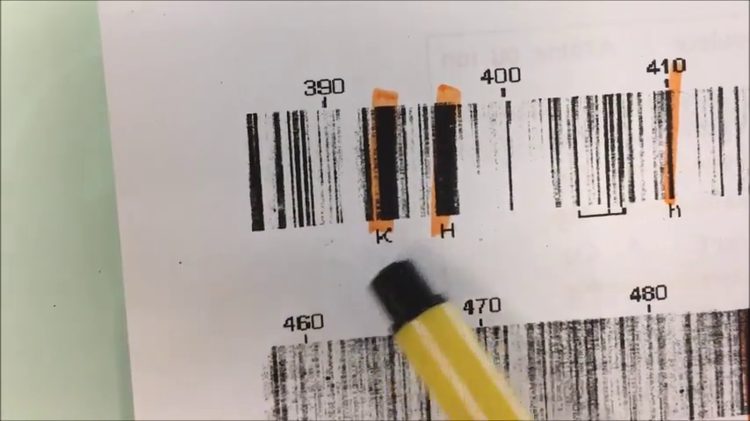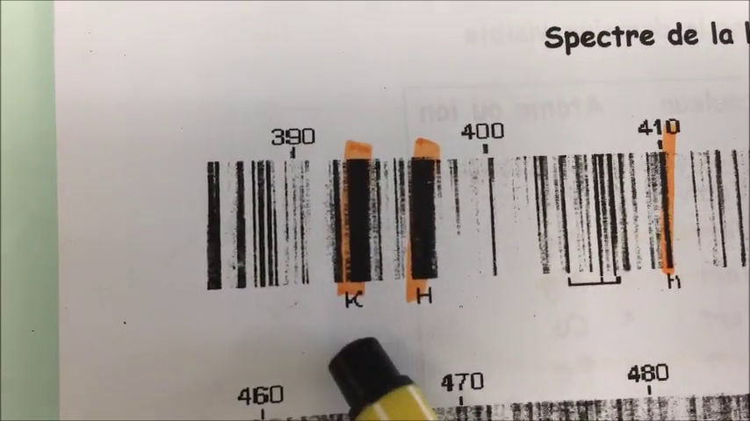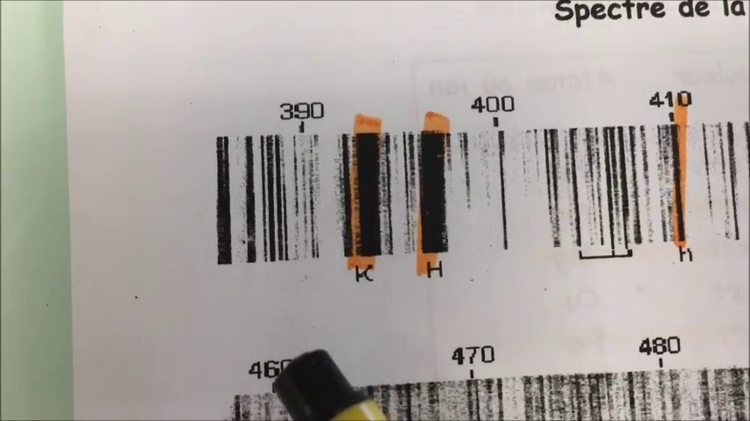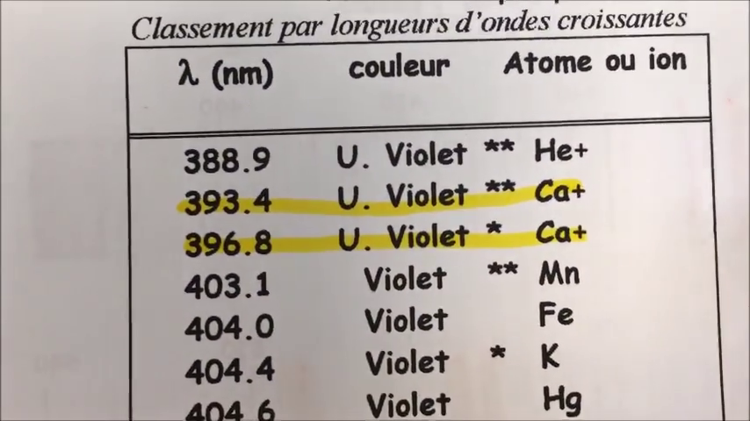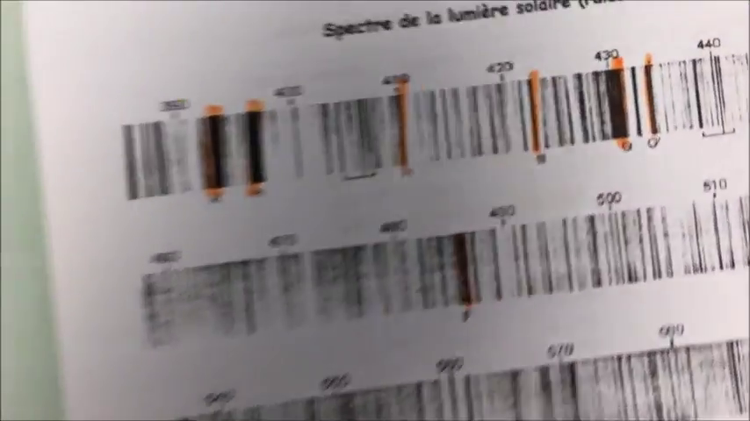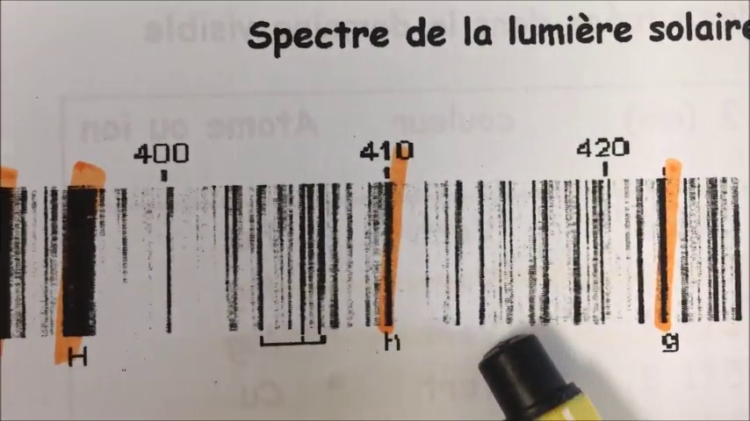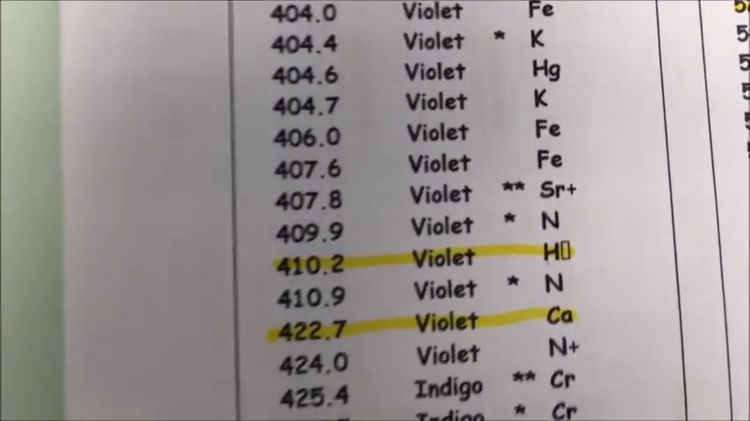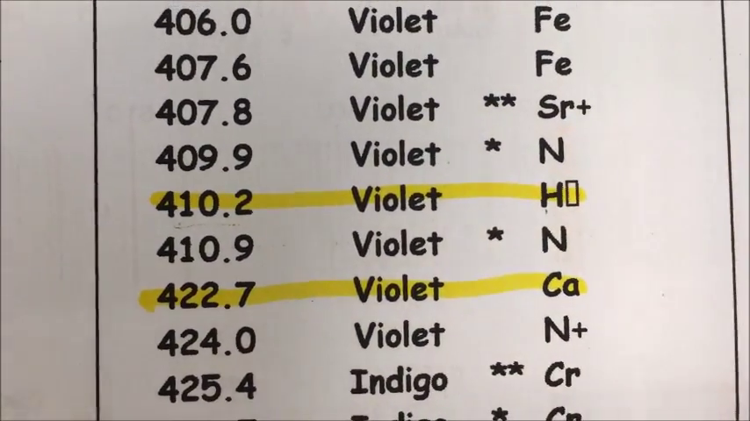First, we see that we have two black rays here, between 390 and 400. We see that that corresponds to calcium. Then we have another one here at 410. It corresponds to hydrogen.